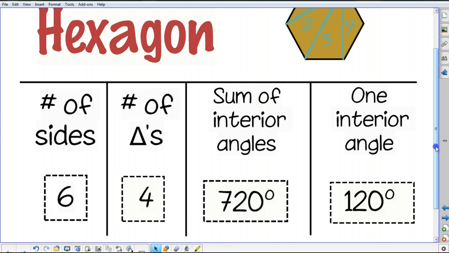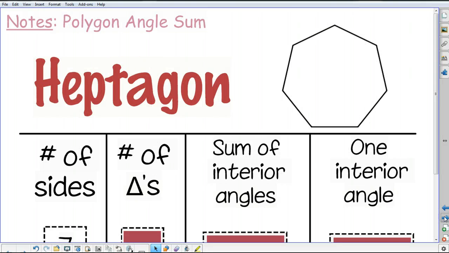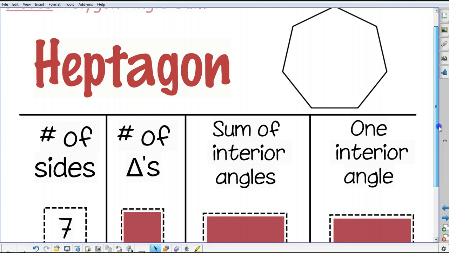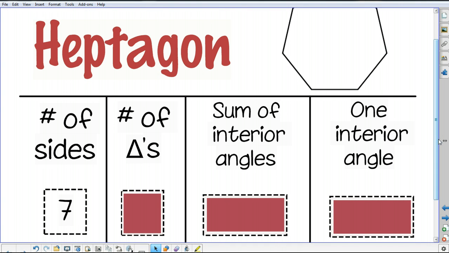What's it called if it has 7 sides? There's actually 2 names out there. The one on here is called a heptagon. It's also sometimes called a septagon. But probably if you see it on a quiz or a test, it'll be heptagon.